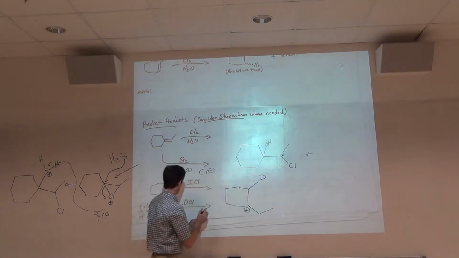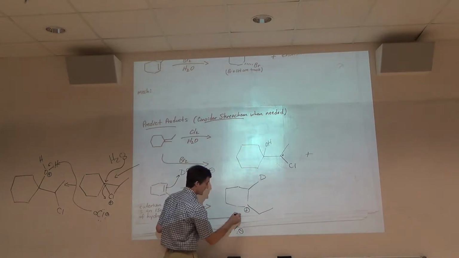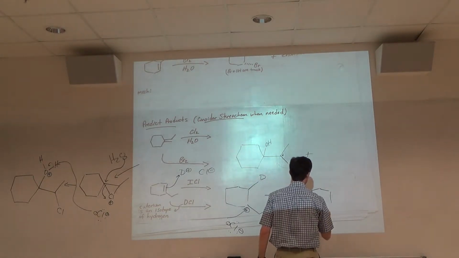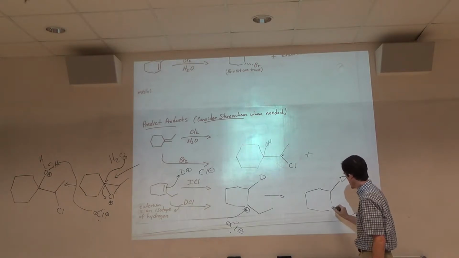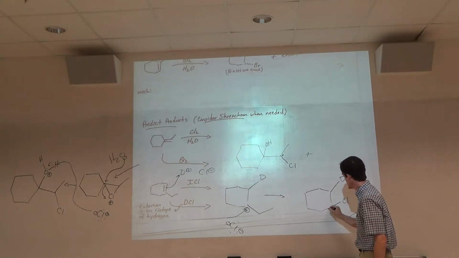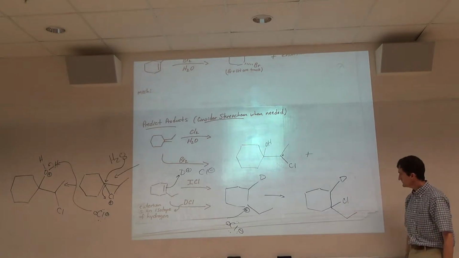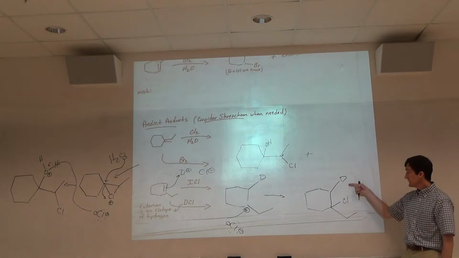Chlorine attacks here. Next step is you got this and you got Cl minus. These electrons make a bond, and you end up with deuterium and chlorine. See, that's 4 things bonded there. Here's your product. In terms of regiochemistry, D here, chlorine there.